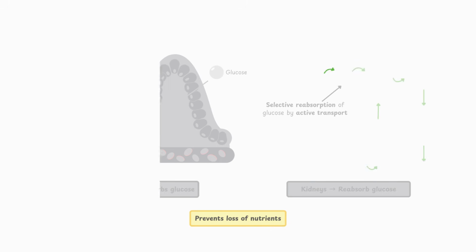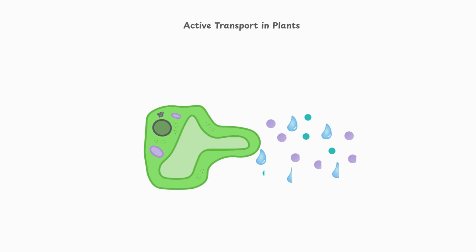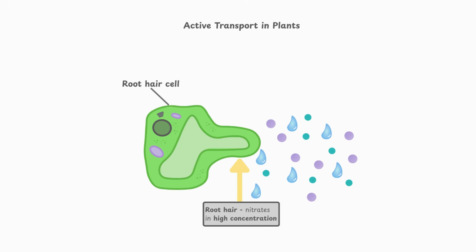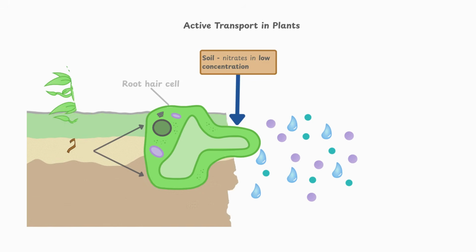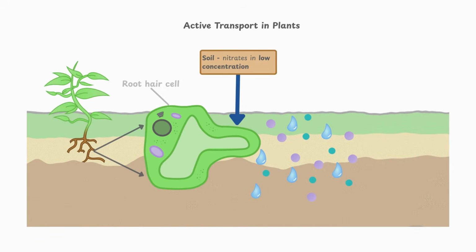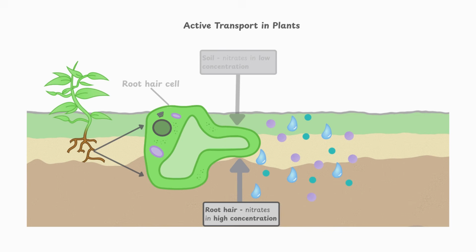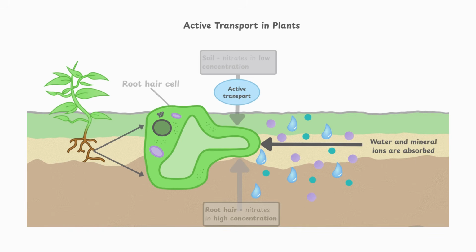While in plants, active transport works in plant root hair cells. In the soil, mineral ions like nitrates and magnesium are in low concentration. Inside the root hair cell, their concentration is higher. Because the movement is from low to high concentration, the plant uses active transport. Energy from ATP is used to move these ions into the root hair cell. At the same time, water and mineral ions are absorbed from the soil into the plant.